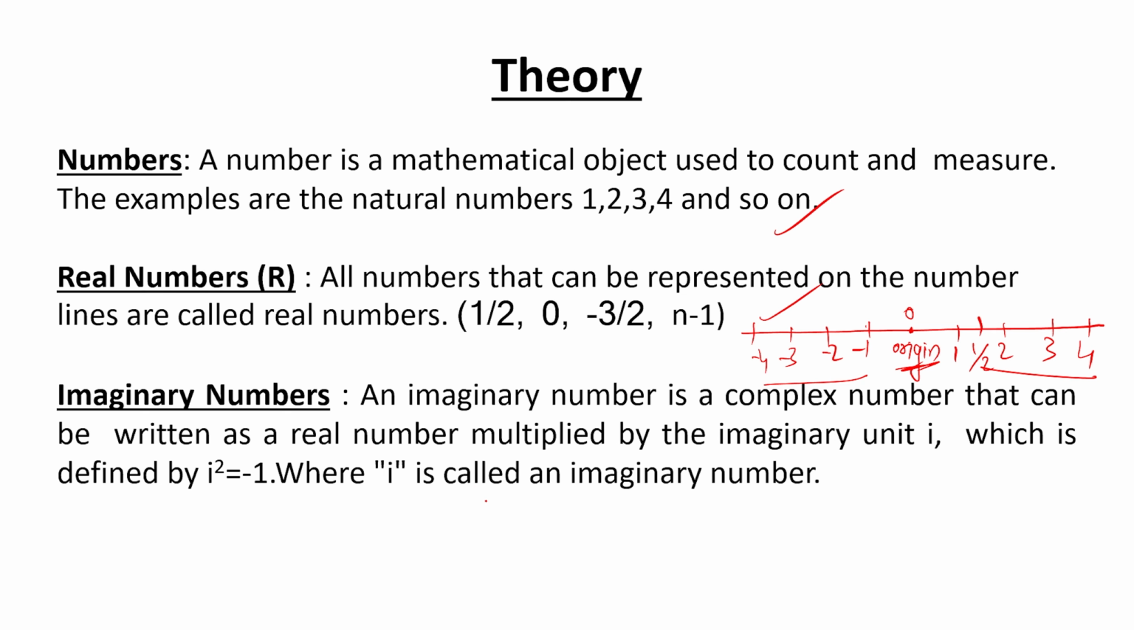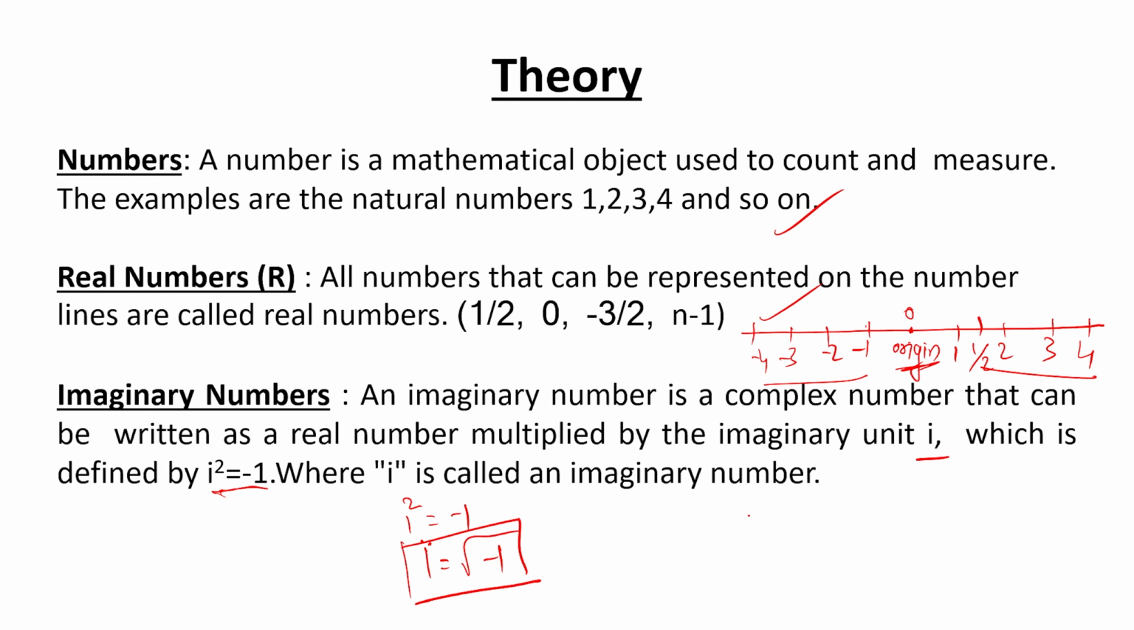Let's get into the imaginary numbers. An imaginary number is a complex number that can be written as a real number multiplied by the imaginary unit i, which is defined by i squared is equal to -1, where i is called an imaginary number. Let's take this one. Since i squared is equal to -1, if we send the square to the other side, i is equal to root of -1. Remember this value too.